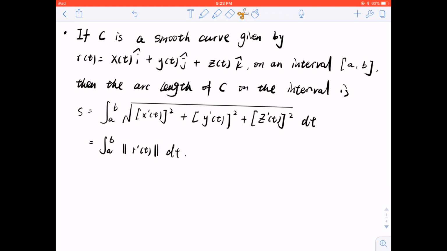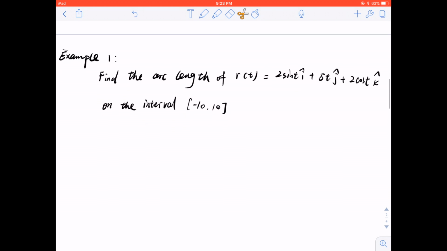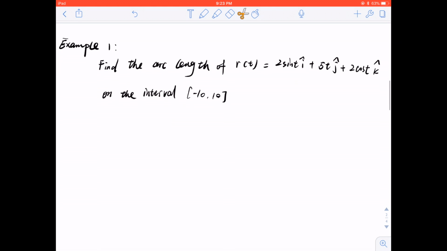To use this formula, we have an example question where we're just plugging in that formula. Find the arc length of r(t) equals 2 sine t i plus 5t j plus 2 cosine t k on the closed interval -10 to 10. From the question, we can recognize that the parametric equation x(t) is 2 sine t, y(t) is 5t, and z(t) is 2 cosine t.